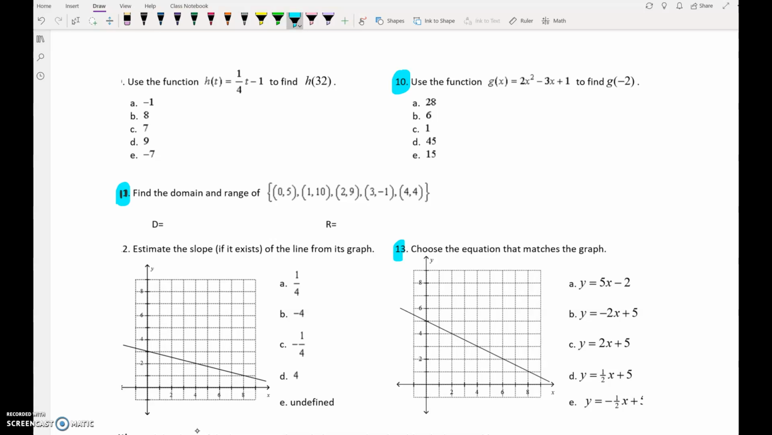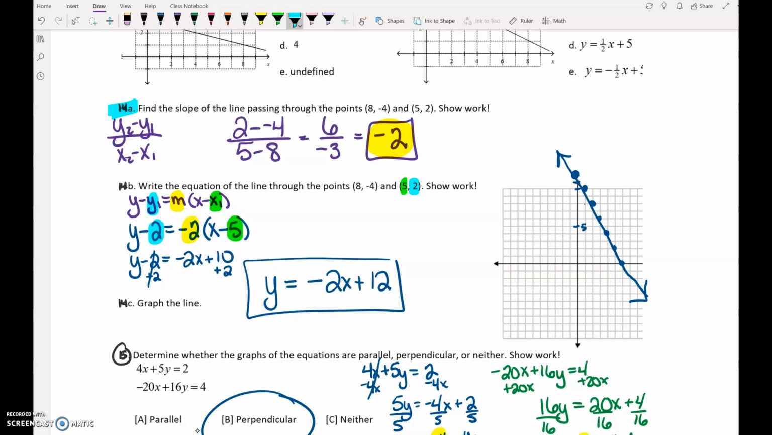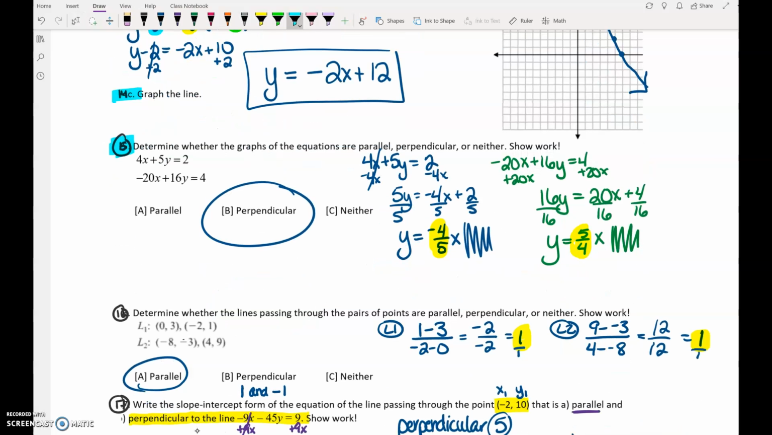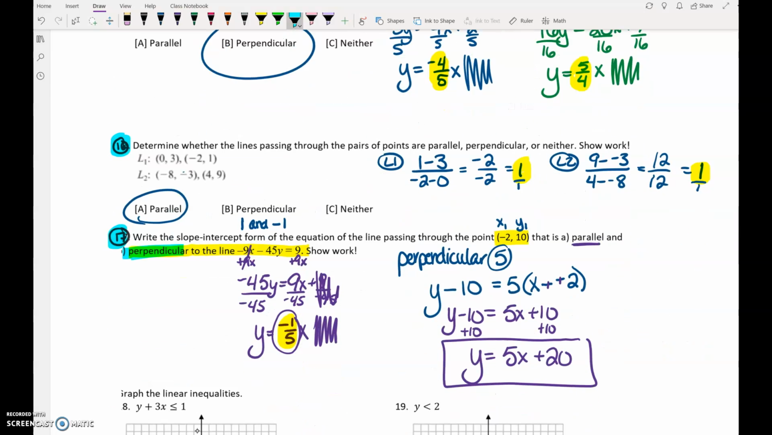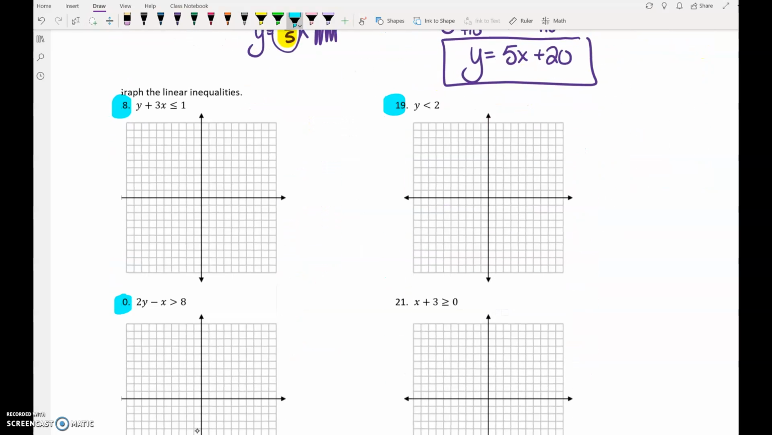Number 13, number 14, and it's split up just like this on the test. So 14A, B, and C. Number 15, 16, number 17, definitely the perpendicular part of it. And then 18, 19, and 20 are pretty similar. There's only 2 of them on the test, but they are pretty similar.